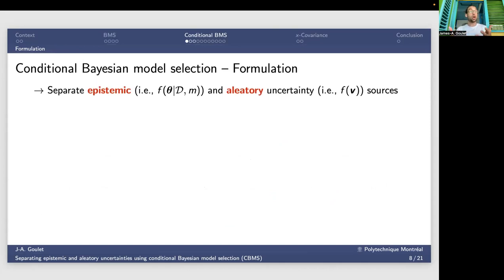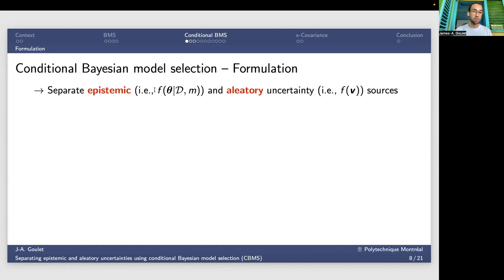So in order to overcome these limitations I was perceiving when trying to use Bayesian model selection, I propose conditional Bayesian model selection. Okay, what is the idea? It is to separate the epistemic and aleatory uncertainties when we do the likelihood calculation.